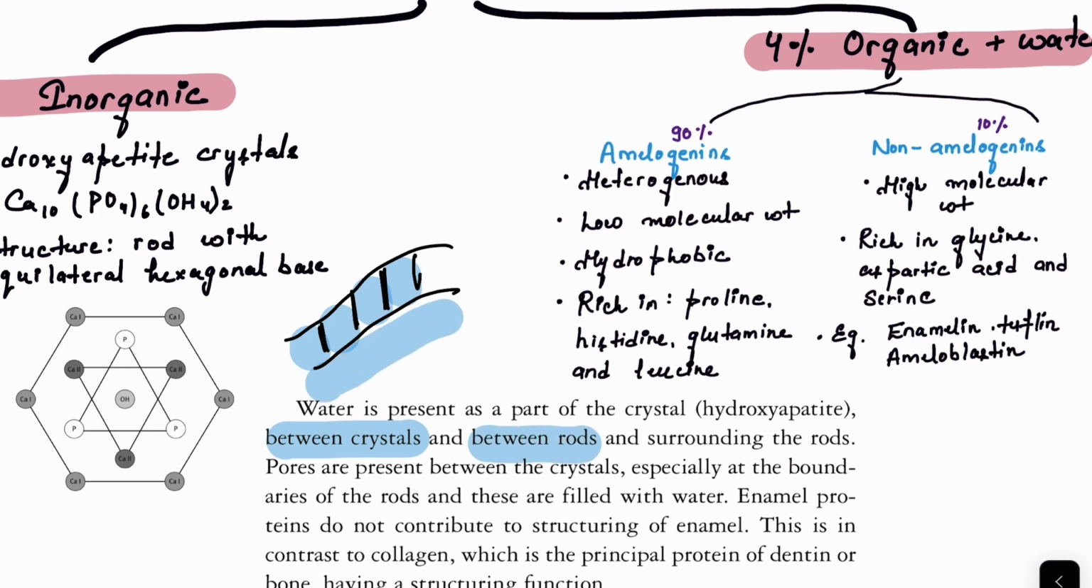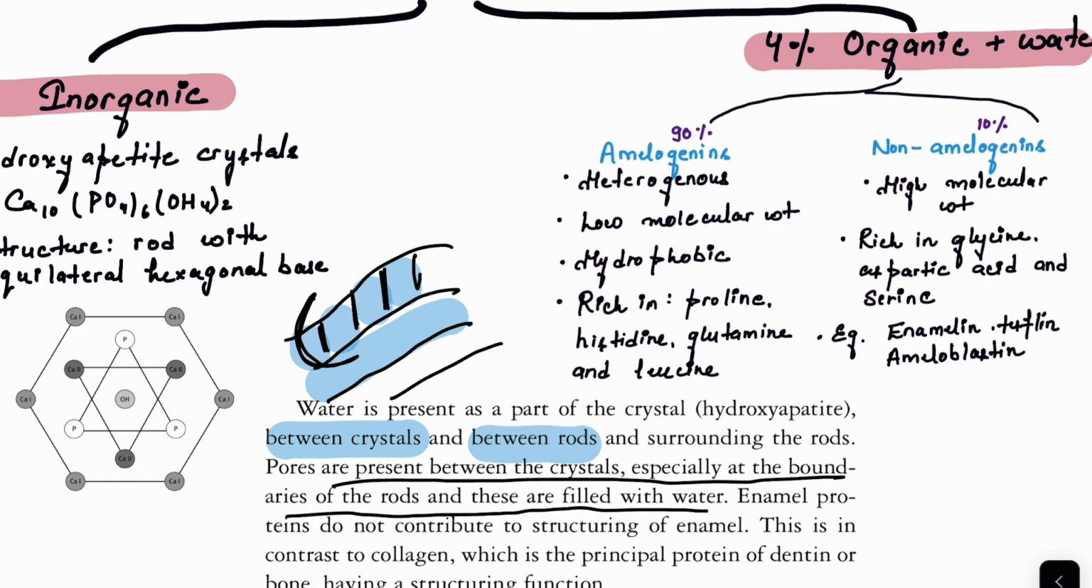So there's this rod and there is another rod. It will be present in between the rods and surrounding the rods. So basically, outside the rod as well, water will be present. Pores are present between the crystals, especially in the boundaries of the rods, and these are filled with water. So there are some pores in here as well in the rods, and they will be filled with water too.